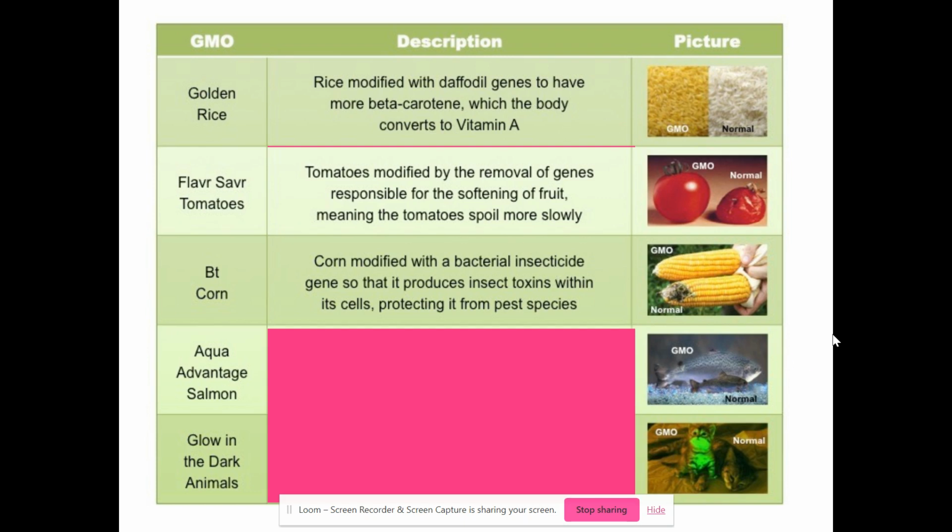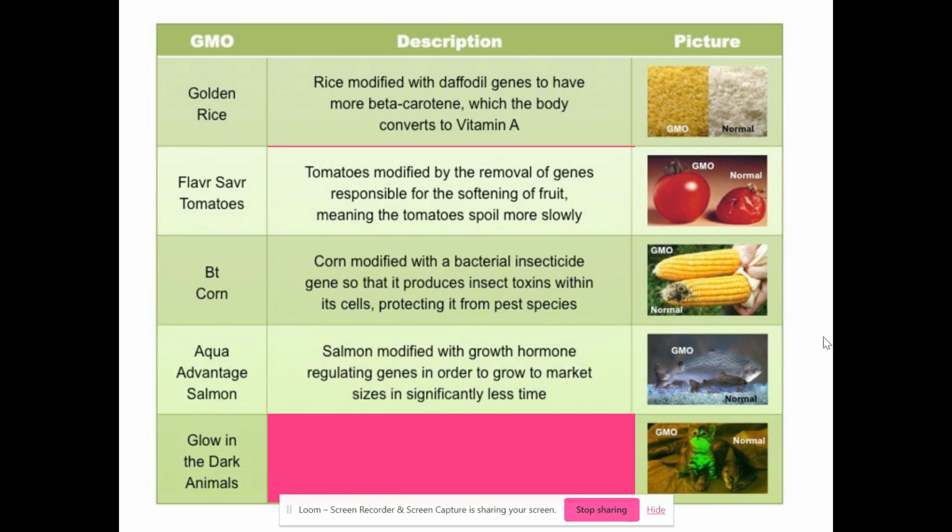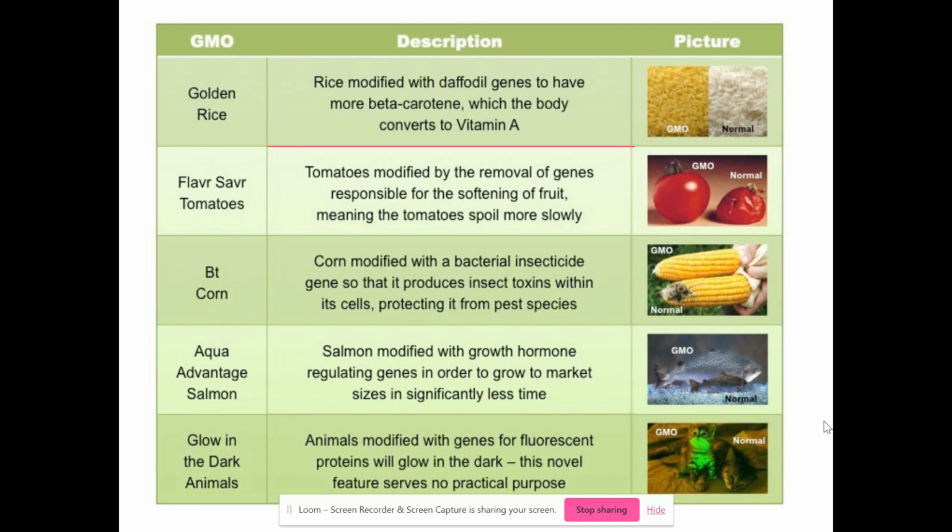The Aqua Advantage salmon, that big boy at the back, is going to grow faster. And you think about it, you could have a food that's readily available and more of it. And then the last one, the glow in the dark animals. Well, there's no apparent reason for this, obviously, but there have been glow in the dark cats, glow in the dark puppies, glow in the dark pigs.